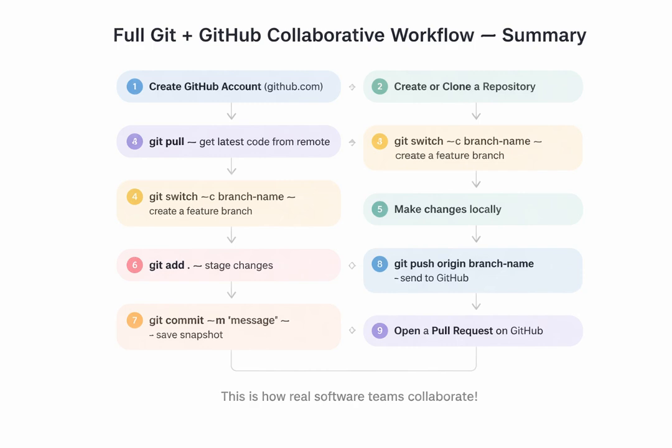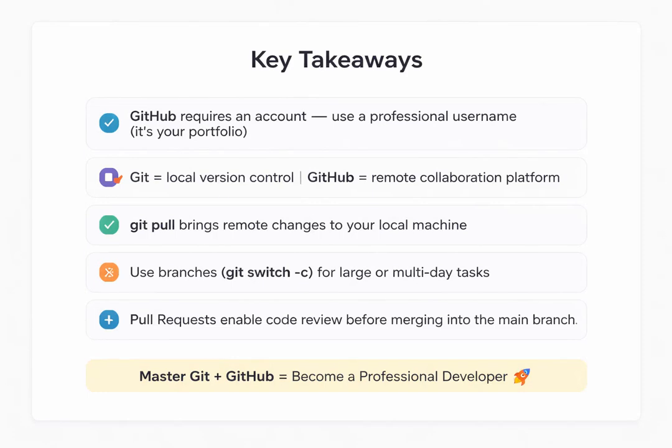a clear message, and push the branch up to GitHub. Finally, you open a pull request so your team can review and merge your work into the main branch. This 10-step cycle is the foundation of how real software development teams collaborate, and now you understand every single step of it. So let's wrap up with the key takeaways from everything we've covered.